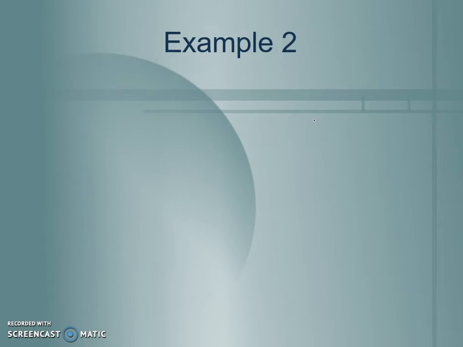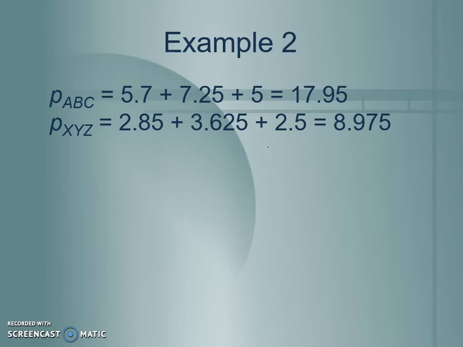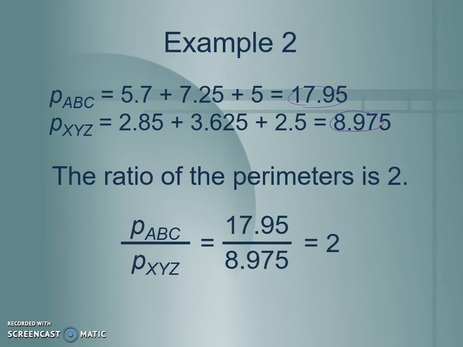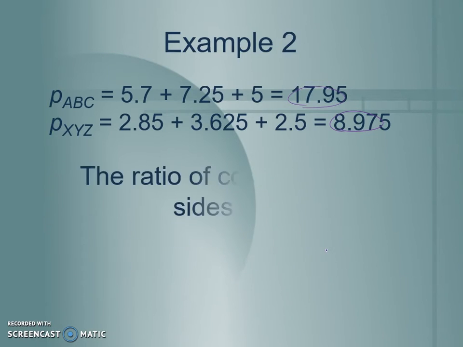Now that we know all the sides for both triangles, we can say the perimeter of ABC and the perimeter of XYZ. So we're going to add up all the sides for A, B, C, add up all the sides for X, Y, Z, write them as a ratio. So we have the perimeter of ABC over the perimeter of XYZ, divide that out, and we get 2. So the ratio of the corresponding sides is 2.